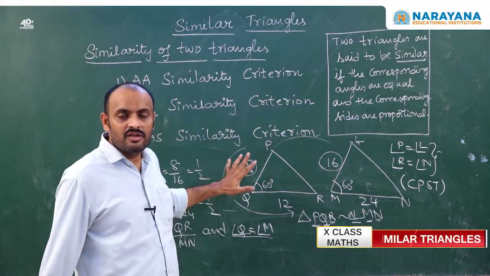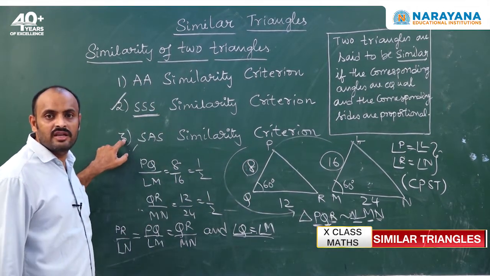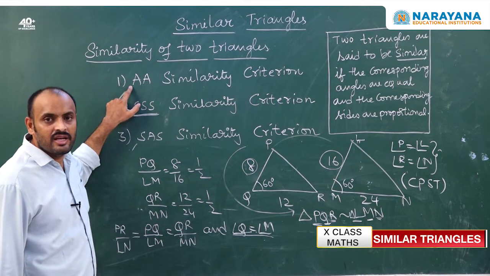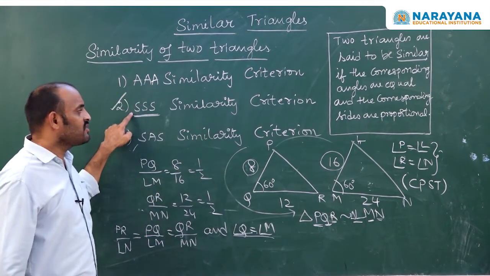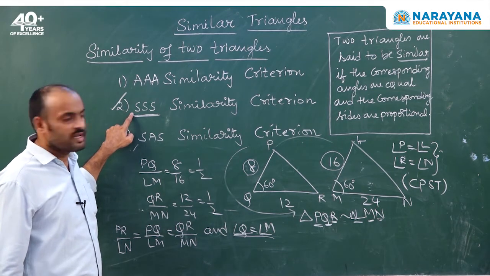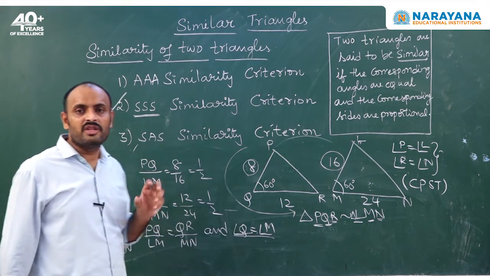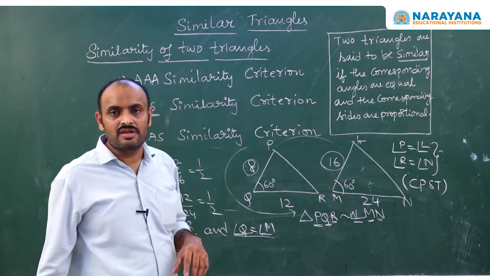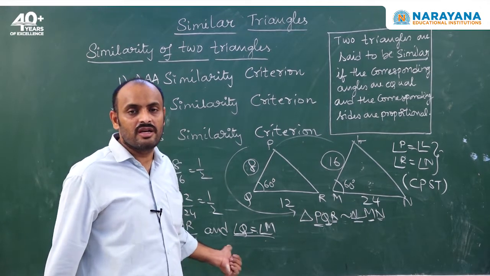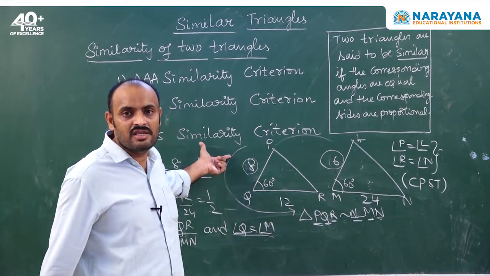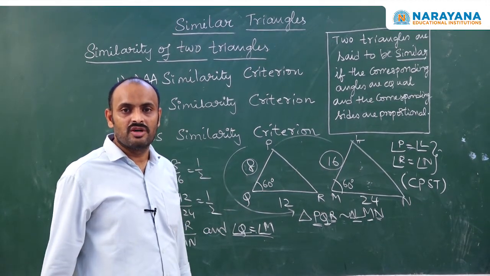How to check whether the given triangles are similar or not? We have seen three similarity criterions: angle similarity criterion, the second one is SSS similarity criterion, and the third one is SAS similarity criterion. So, depending upon what is given in the questions, we can use any of these criterions to show whether the given triangles are similar or not. Now, we are going to see some questions on this topic.